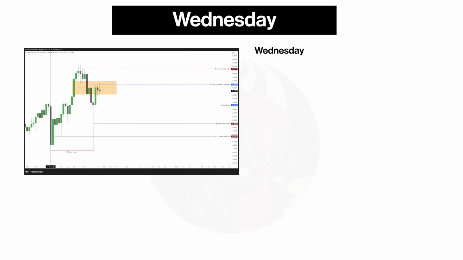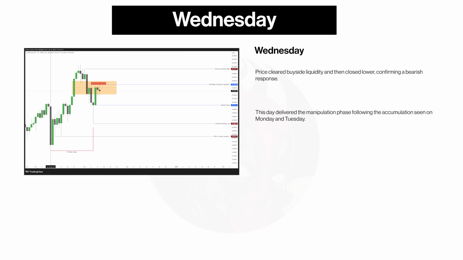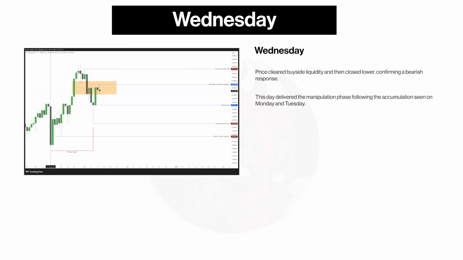Going on to Wednesday, we can see that price cleared backside liquidity and then closed lower, confirming the bearish response. This day delivered the manipulation phase following the accumulation seen on Monday and Tuesday. And we can see here that price continues to respect the higher time frame bearish bias.